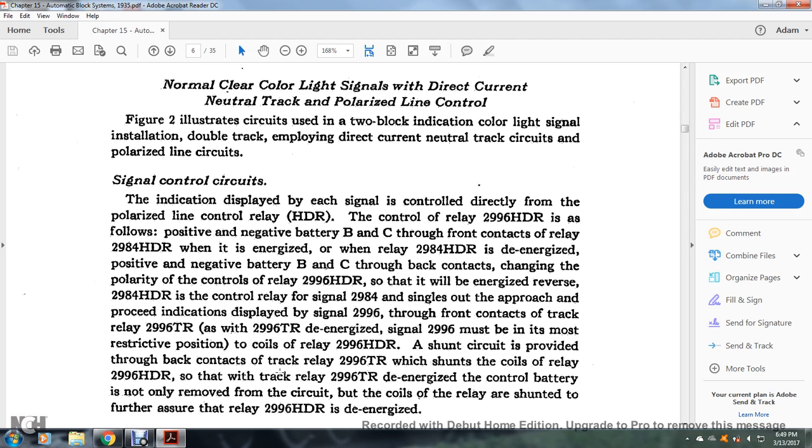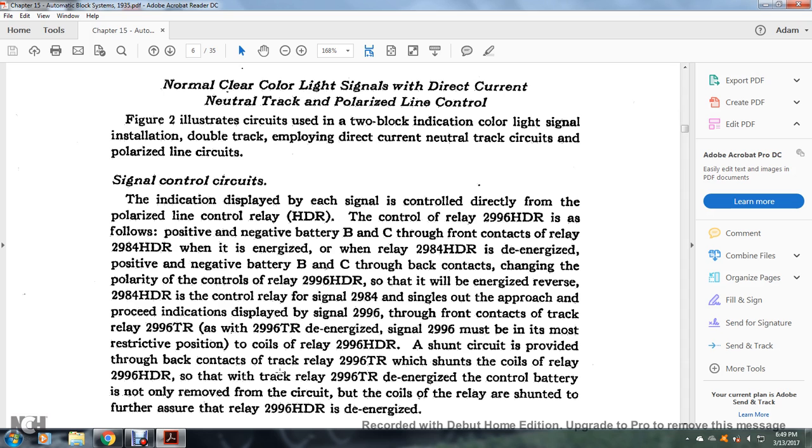The indication displayed by each signal is controlled directly from the polarized line control relay. The control of the 2996 polarized line control relay follows the positive and negative batteries B and C through the front contacts of relay 2984 for the positive line. When relay 2984 is de-energized, the line control relay follows the positive and negative batteries B and C through the back contacts, which change the polarity and control the reverse relay 2996 with the line positive polarized line control relay. So it is energized reverse by the 2984 polarized line relay.